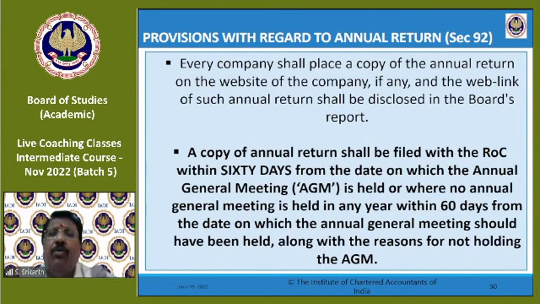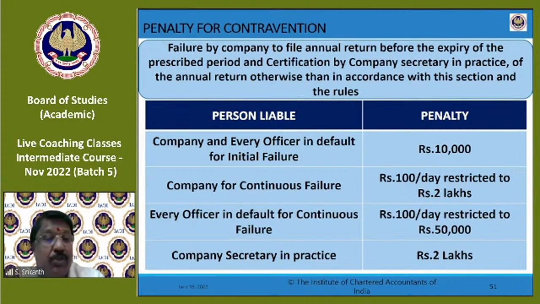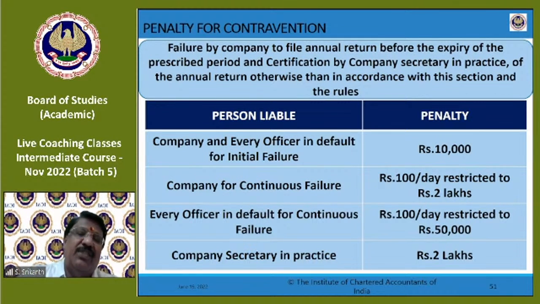Here, remember 92. Okay. In case there is a penalty for non-filing, okay, 10,000 for company for initial failure, 100 per day up to 2 lakhs for continuing offense. See, because you have to file it within 60 days. On the 60th day, 10,000 rupees. 61st day onwards, till you file it, 100 rupees per day with a cap of 2 lakhs. Same thing for officer in default, 100 per day, cap of 50,000. Company secretary in practice, 2 lakhs.